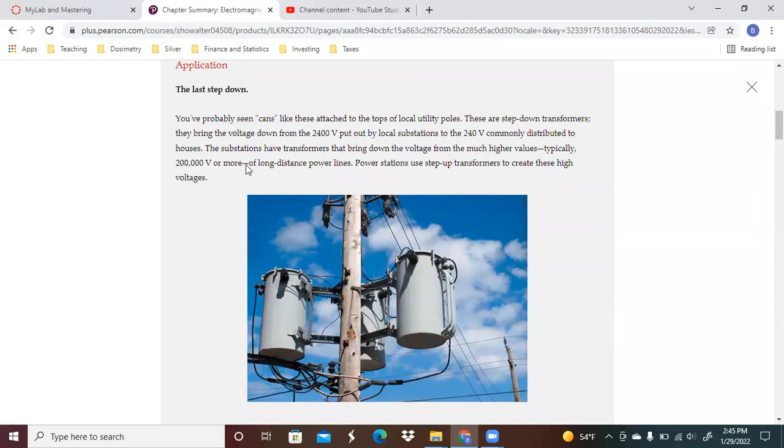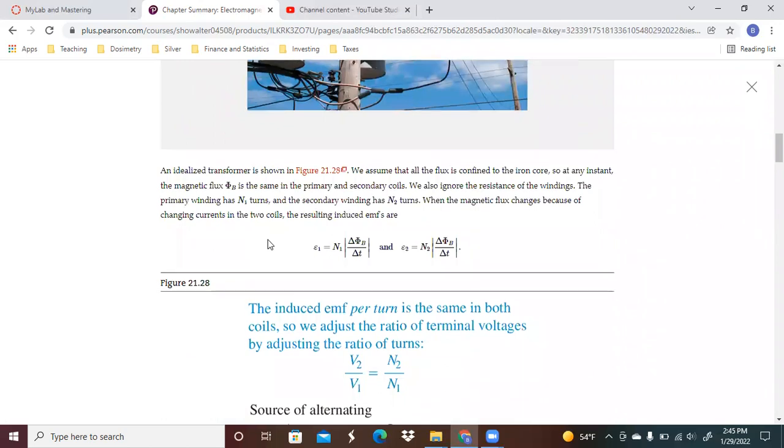So if you take a look at these cans, these are step-down transformers that bring the voltage down from 2400 volts put out by the local substations to the 240 volts commonly distributed to houses. Substations have transformers that bring down the voltage from much higher values, typically 200,000 volts or more, of long distance power lines. Power stations use step-up transformers to create these high voltages.